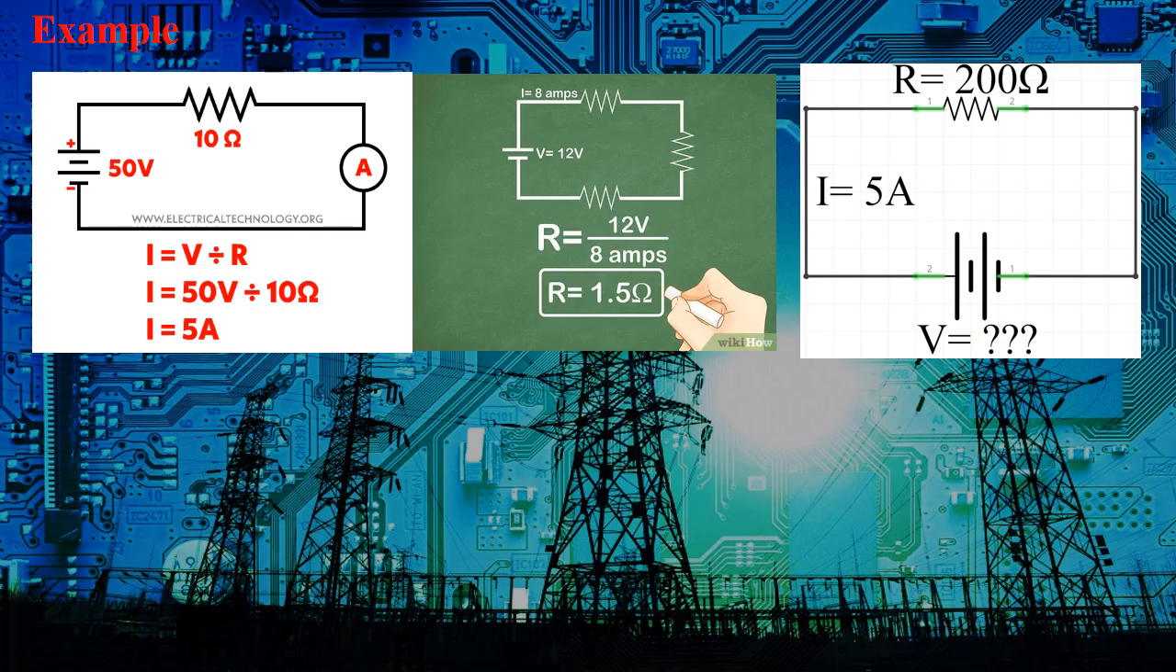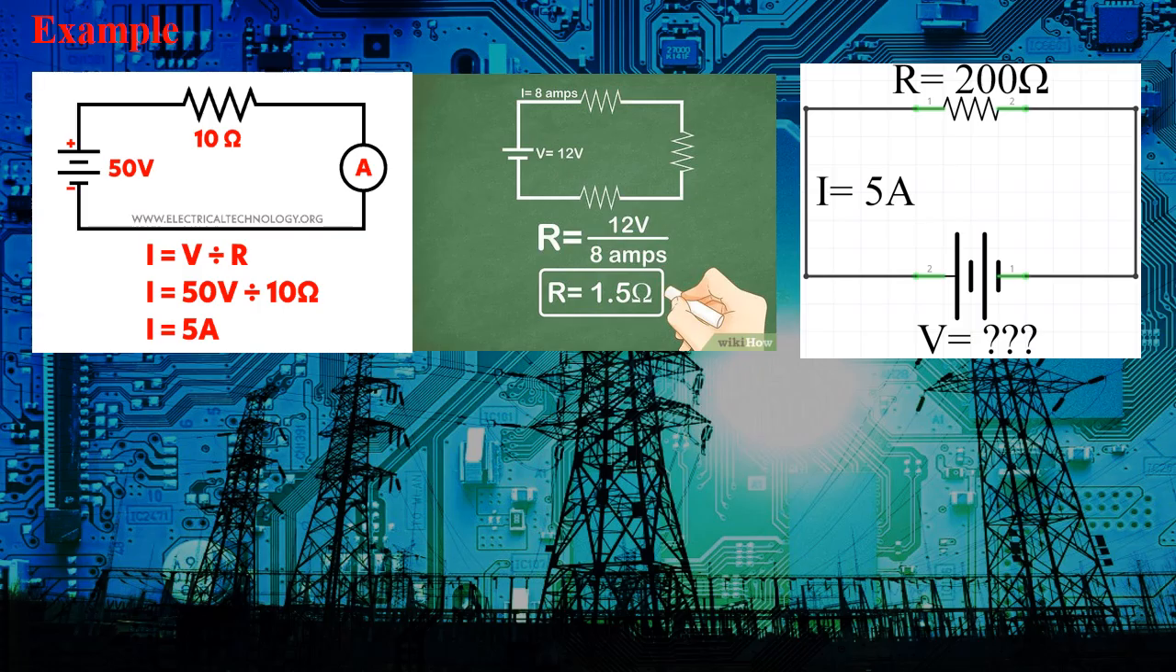So R is equal to voltage over current. 12 volts divided by 8 amps will give you 1.5 ohms. So 1.5 ohms is the combined resistance of resistor 1, resistor 2, and resistor 3 in the circuit. The total resistance of the circuit is 1.5 ohms, the voltage supply is 12 volts and the current running through the circuit is 8 amps.